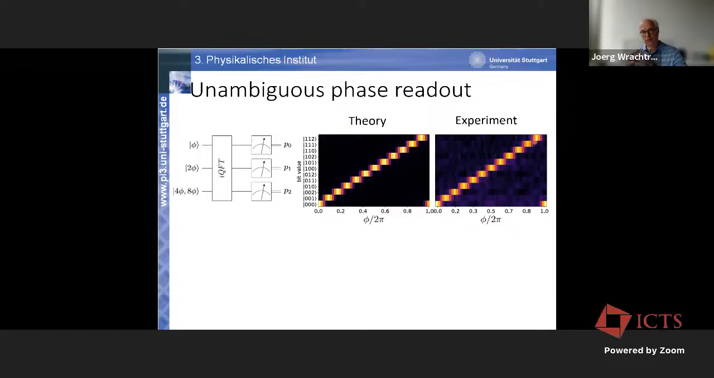So by using the quantum Fourier transformation, what you get is an easily readable and unambiguous digitization of the phase, right? So if you have never looked into the quantum Fourier transformation in classical quantum computing, this is the way, and this is the value of this algorithm.